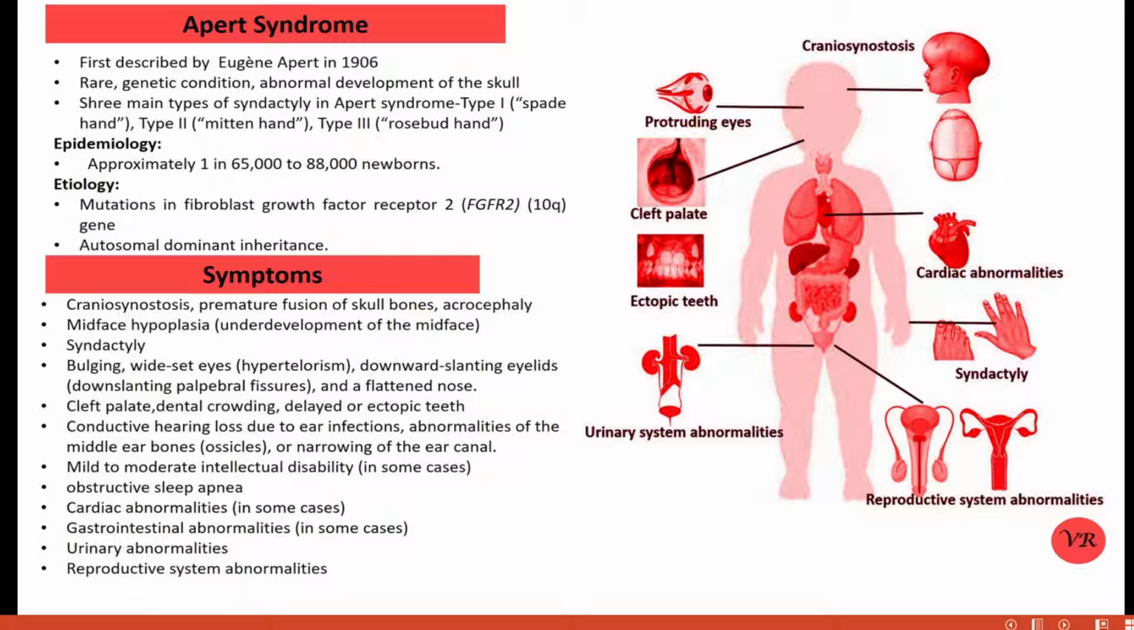The FGFR2 receptor becomes overactive due to a gain of function missense mutation. Several other mutations are reported in the FGFR2 gene, but the most common mutations are in exon 3A, such as Ser252Trp and Pro253Arg.